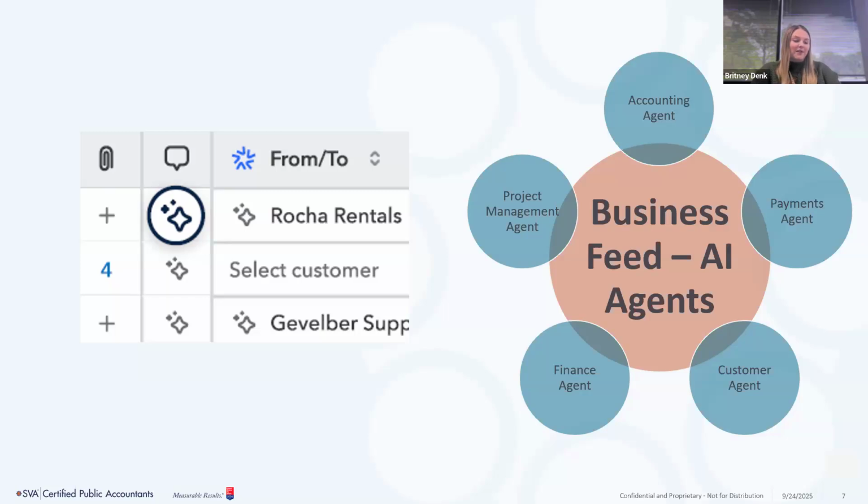That would fall maybe under the accounting agent. So the accounting agent, payments agent, customer agent, finance agent, project management agent. So with your accounting agent, you tell it, can you update this transaction or add this level of detail? Can you generate this bill, this invoice, or can you add this transaction based on this uploaded receipt?